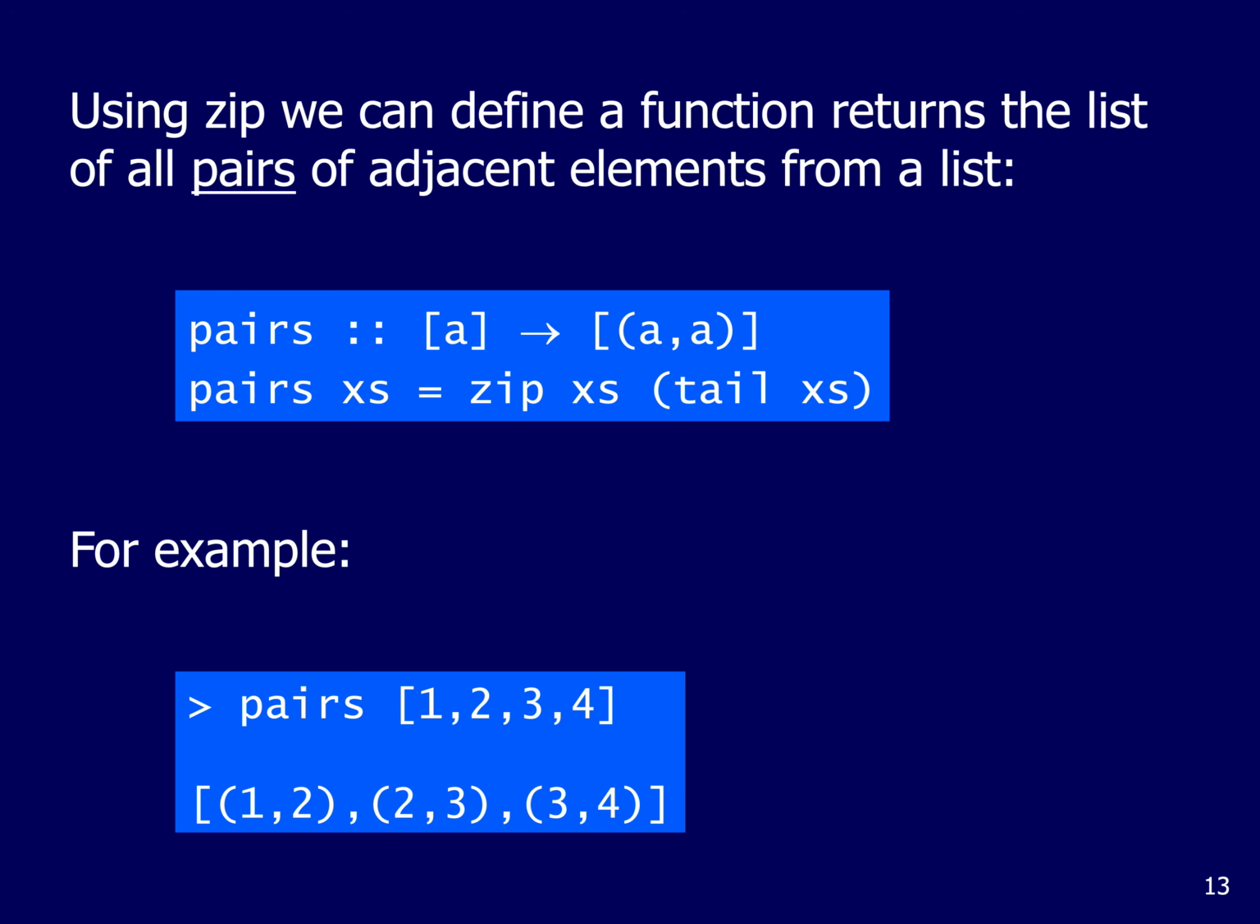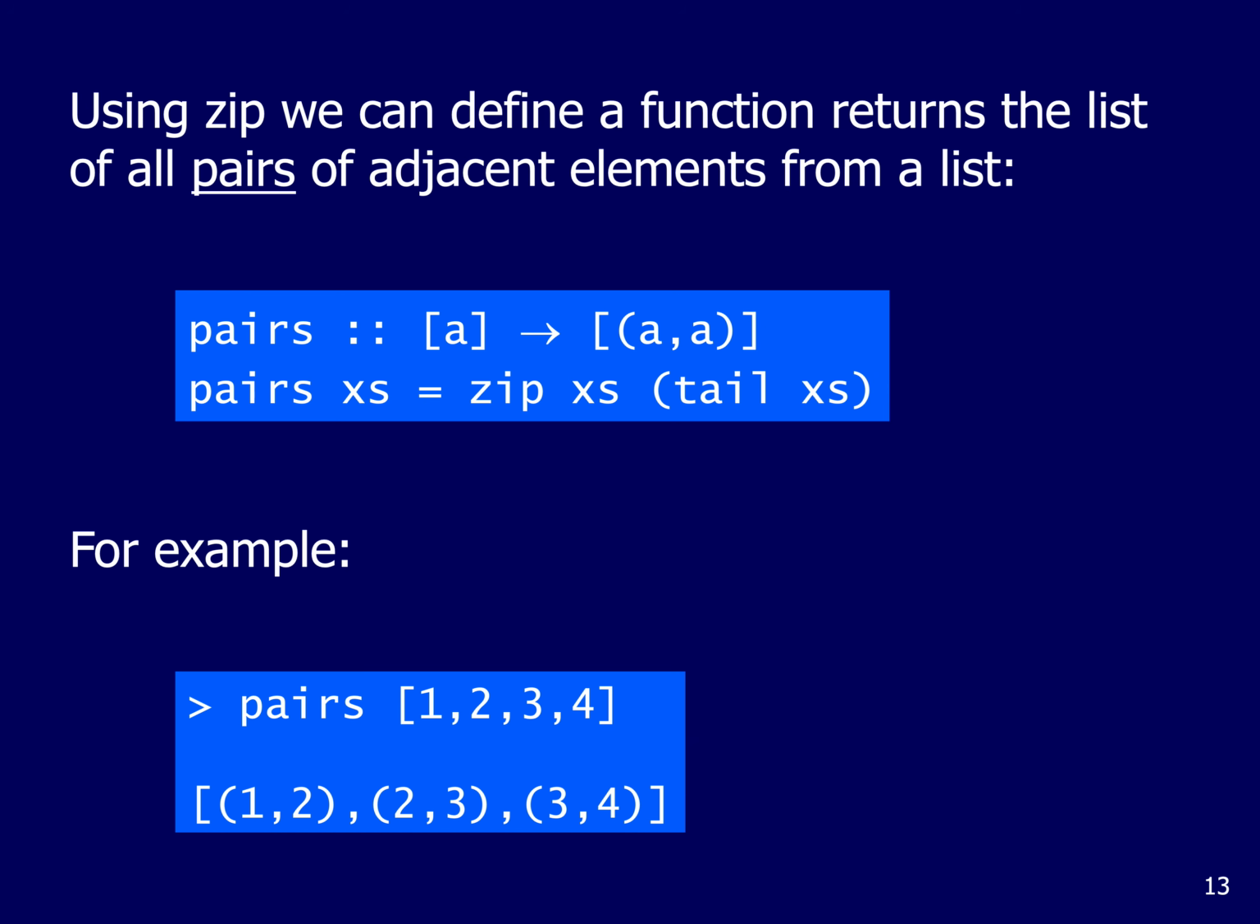So what we can do with zip here is we can define a function that returns the list of all pairs of adjacent elements from a list. So what does this mean? Let's look at the example at the bottom. Here I'm applying the pairs function to the list 1, 2, 3, 4. And it's going to give me back the pairs of adjacent elements. I'm going to get the 1, 2, and the 2, 3, and the 3, 4.